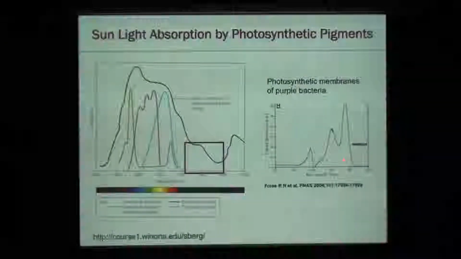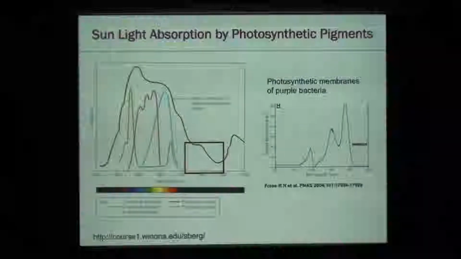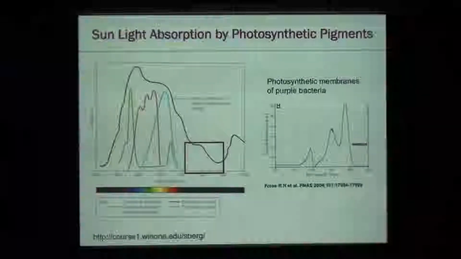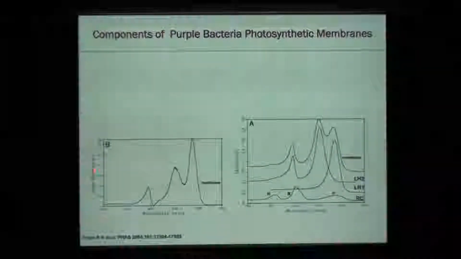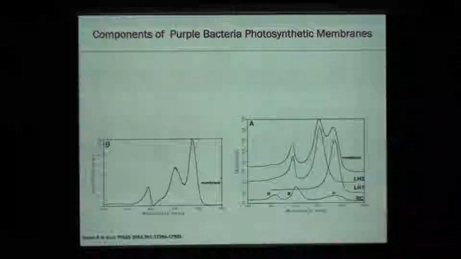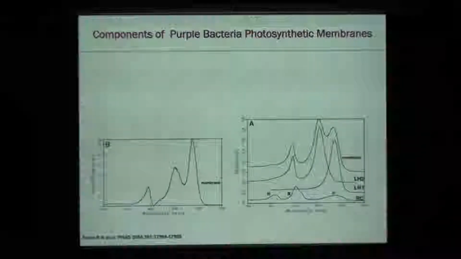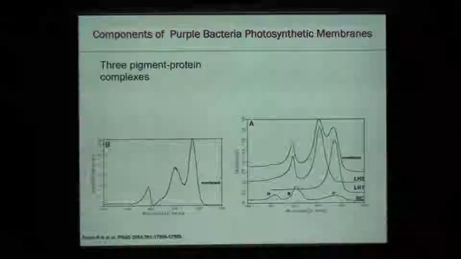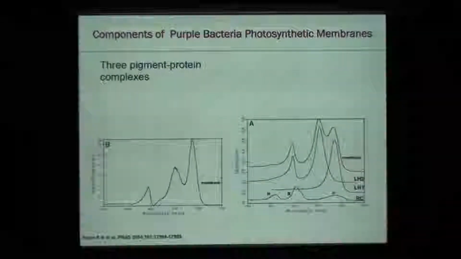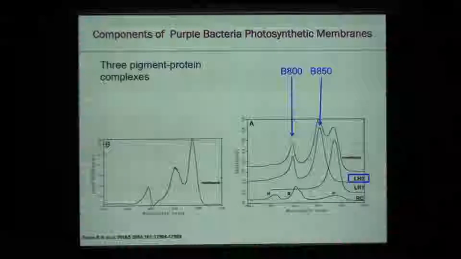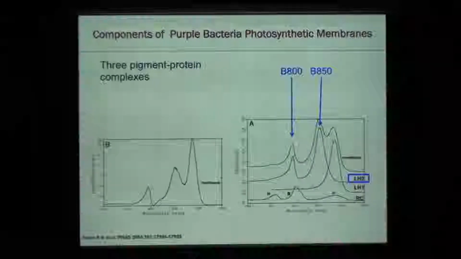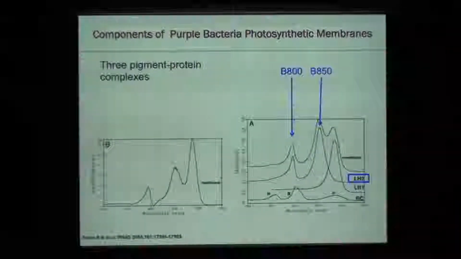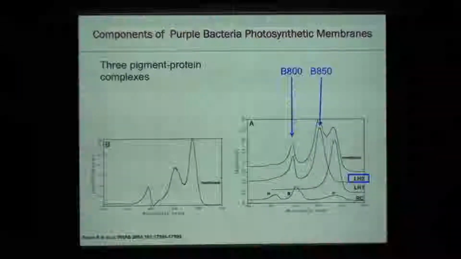This is a spectrum of photosynthetic membrane from bacteria. So this membrane has been taken out. It has LH1, LH2, and reaction center in it. Now, if you look at this absorption spectrum of the membrane, people have done lots of work to decompose this into its components. There are three pigment protein complexes here: LH1, LH2, and the reaction center. LH2 shows you these two peaks, B800 and B850, named such because this is 800, this is 850, the peak position.